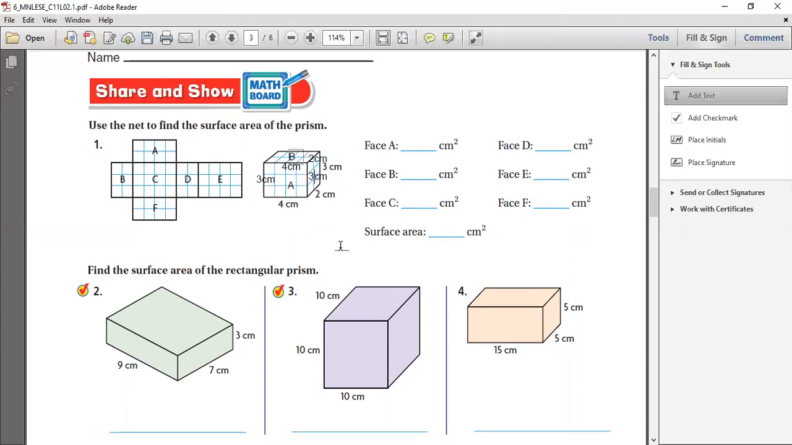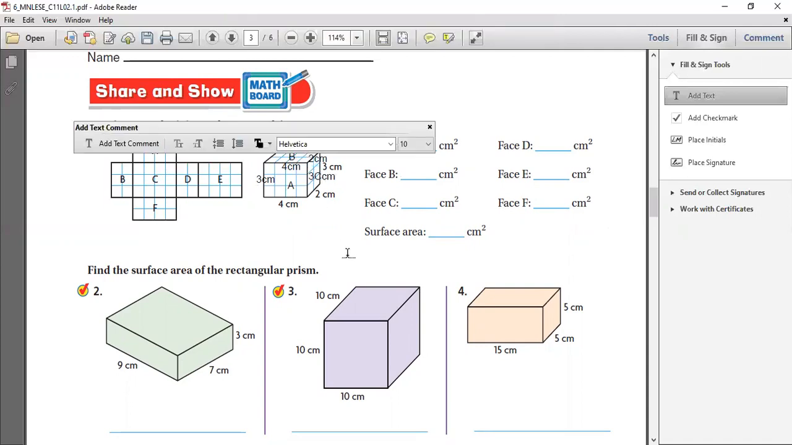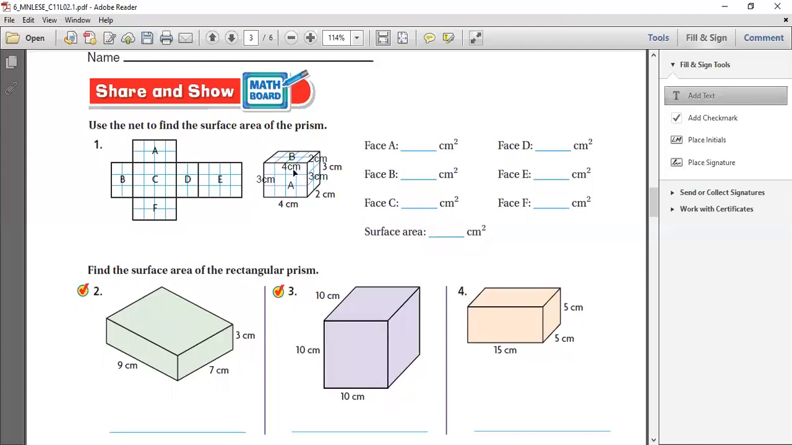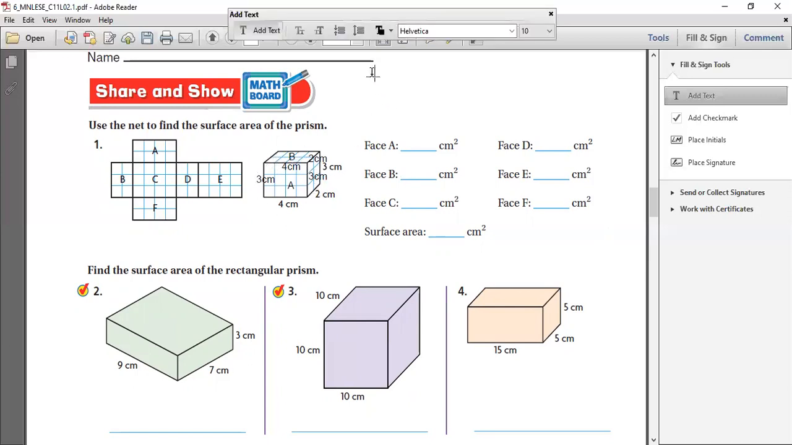So which means we have 2 A's, 2 B's and 2 C's. What do I mean by 2A, 2B, 2C? This is A and the behind one is also A. This side is C, this side is also C. This top is B and the bottom is also B, right? So let's find out, starting from the area of A.